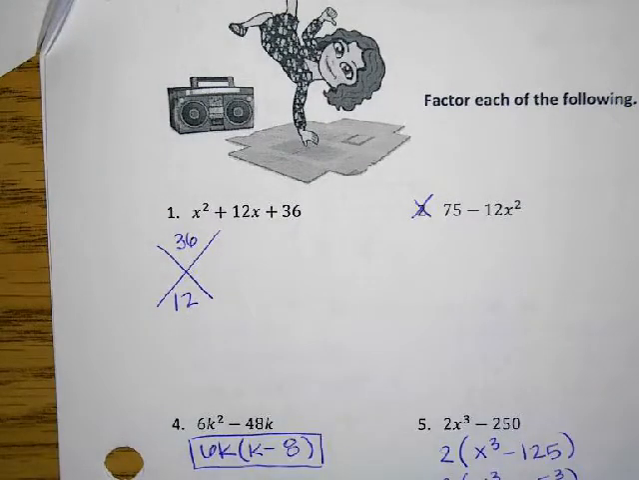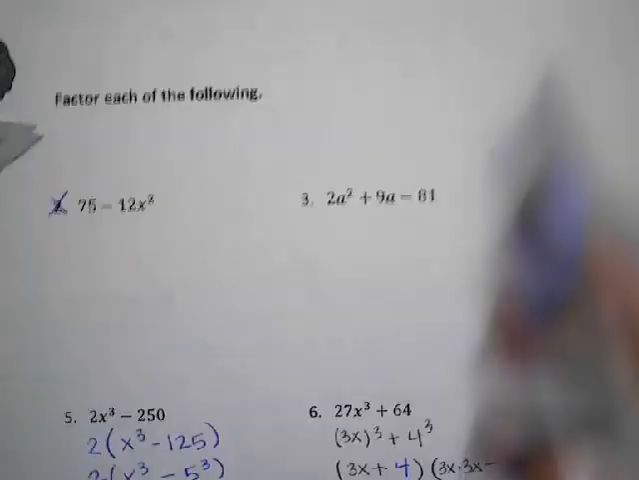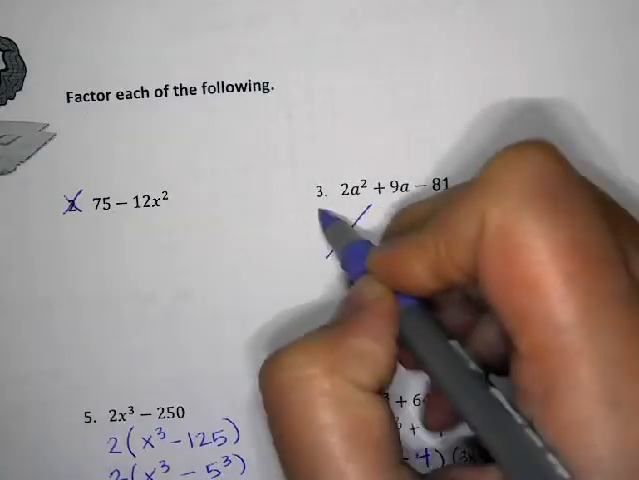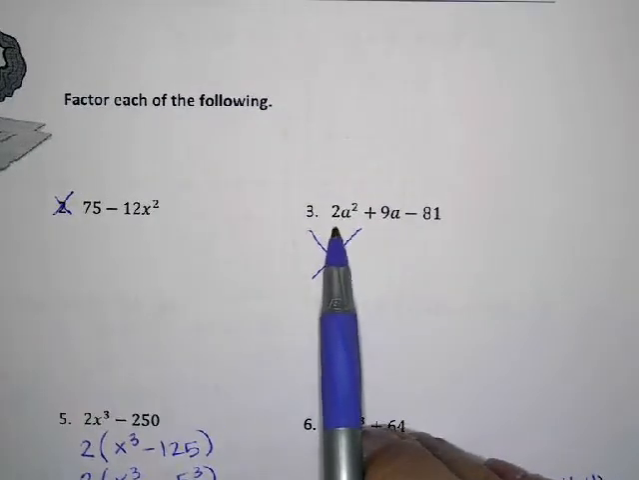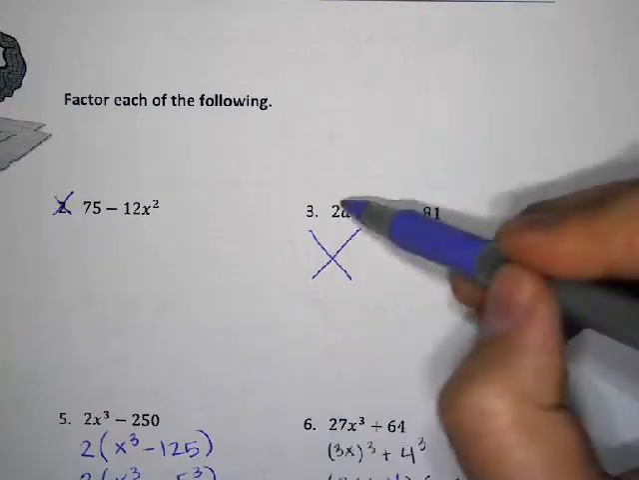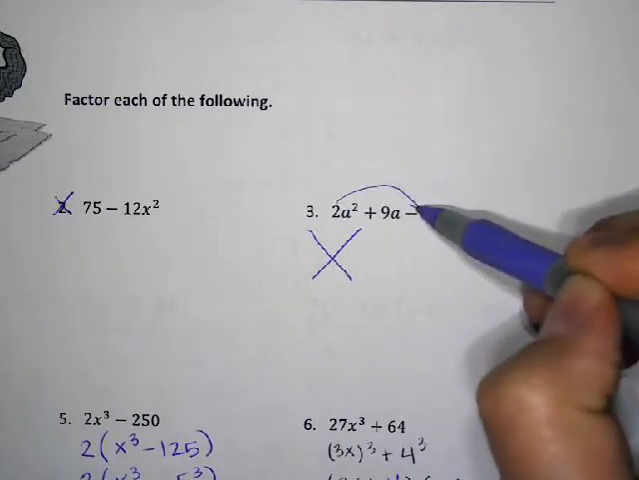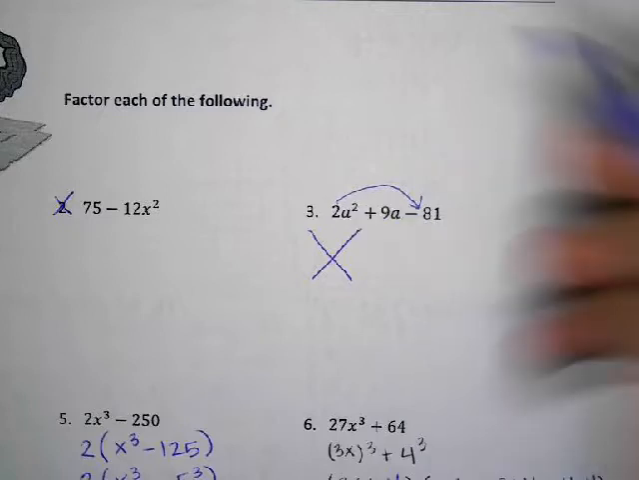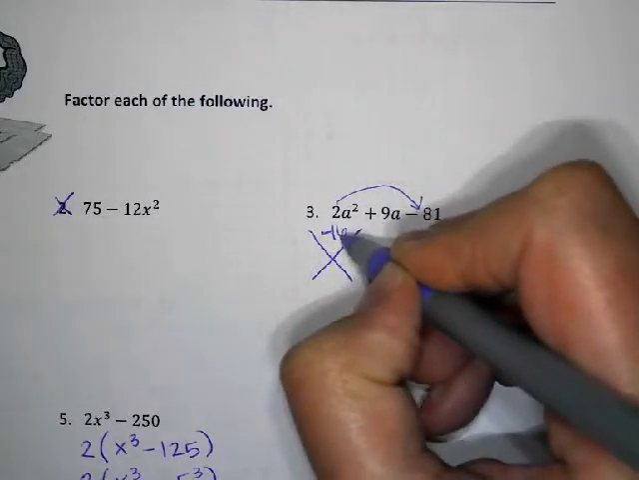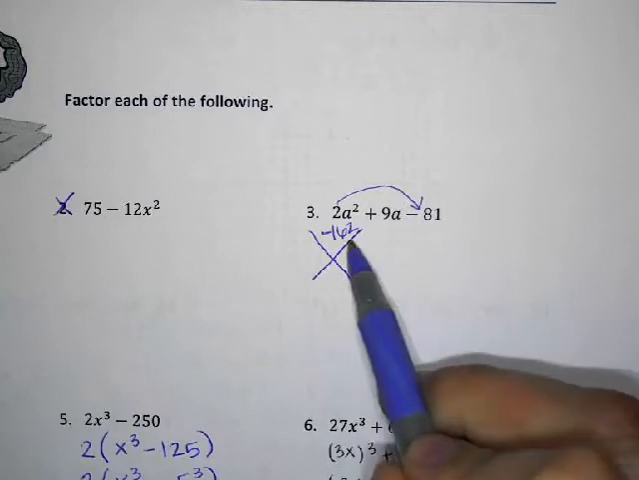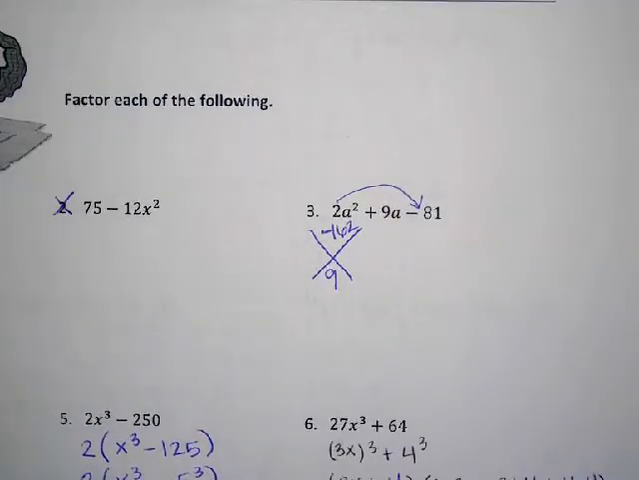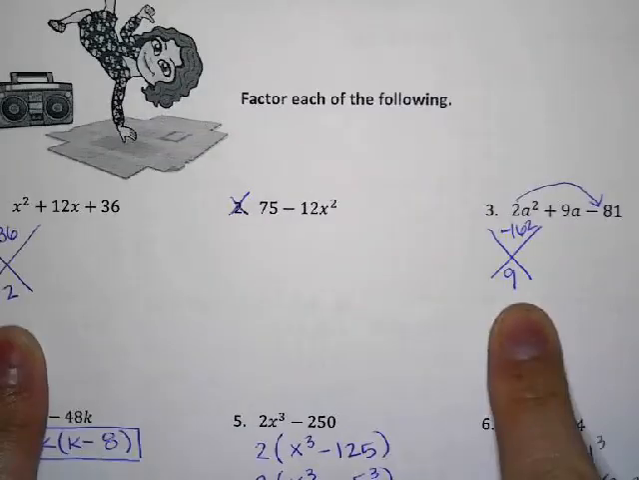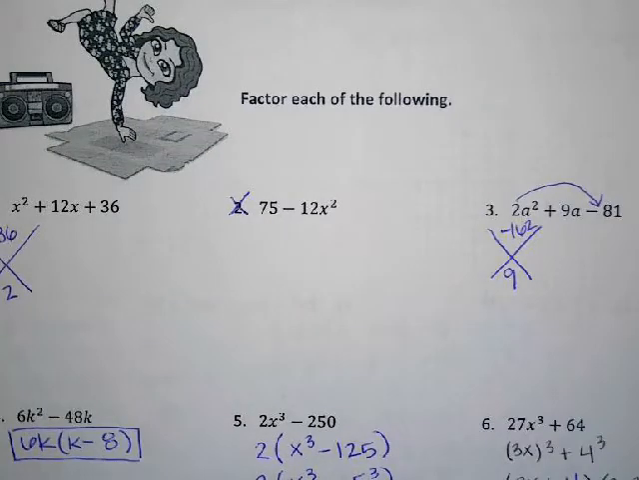Problem number 3 is a slide divide problem. You'd say, okay, look at the 2. That 2 is not a GCF. So I'm going to go ahead and take the 2 and slide it over to the negative 81. So 2 times negative 81 is negative 162. So I'm looking for something that multiplies to negative 162 but adds to 9. So that's what you're talking about, the little X thing, that's factoring. Okay. And these are the ones where your final answer has 2 sets of parentheses.